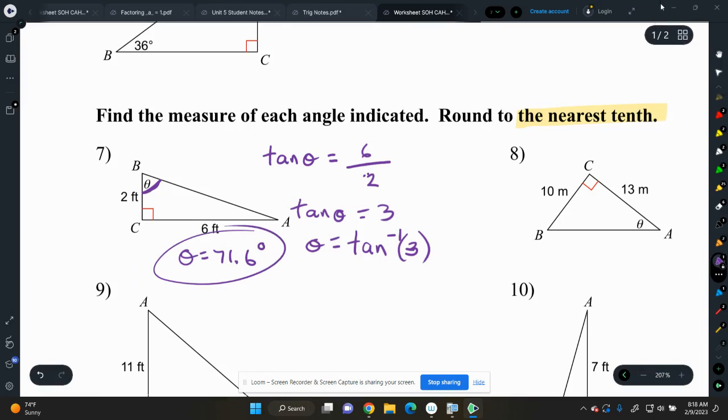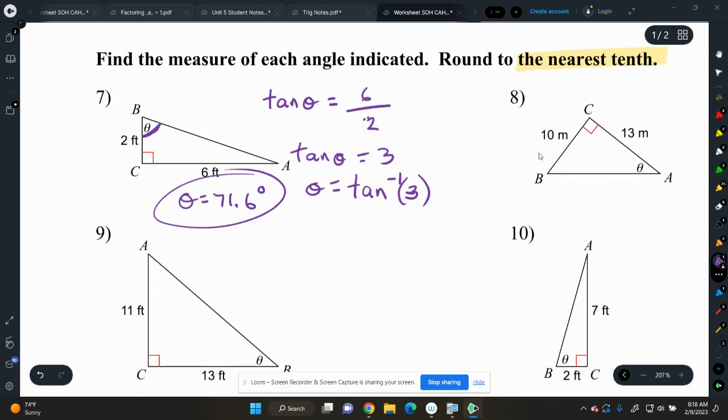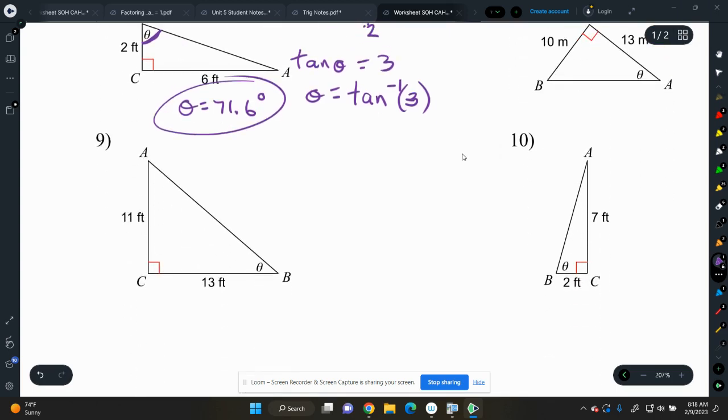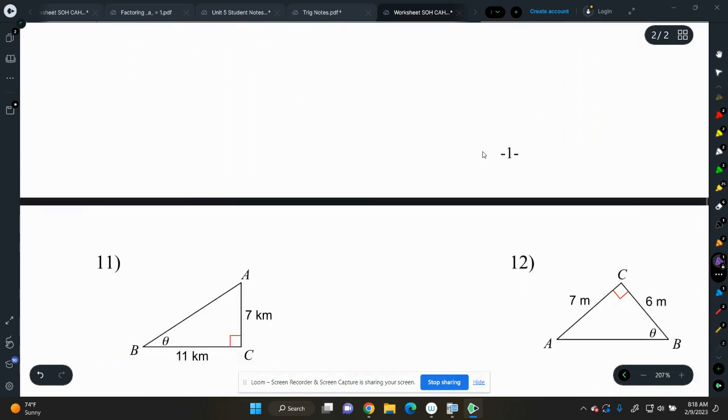I put 6 over 2. Would that be fine? That would work the same. It's because I did 2 over 6. You just simplified it. Okay. Are they all tangents? Yeah. Okay, so we're good with those.